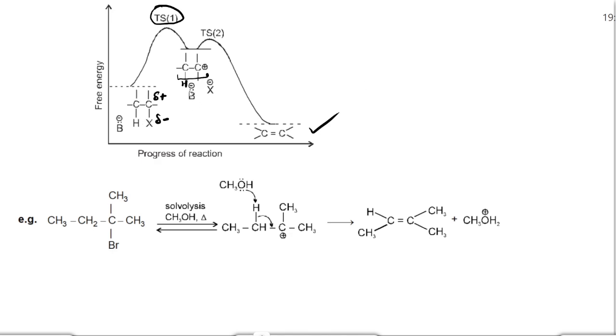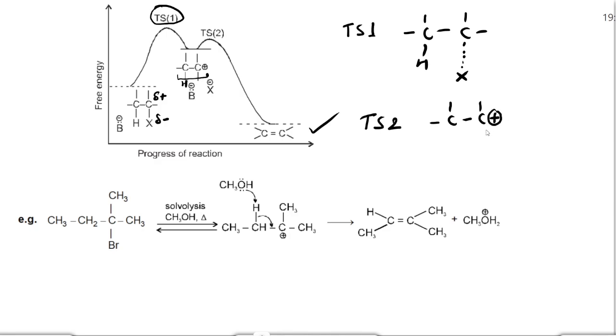So the base starts attacking the H, means the first transition state is like this. The H starts moving away from the carbon. And the second transition state is breaking of H, attachment of the base, and formation of a double bond. This is the second transition state and alkene is formed.